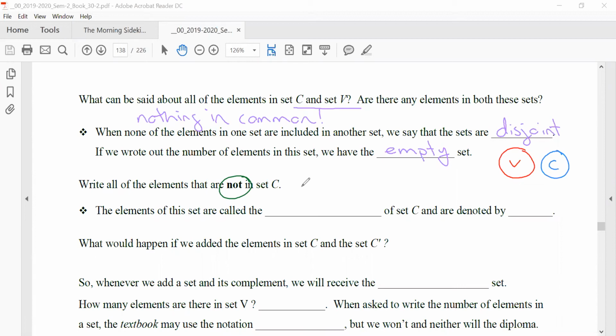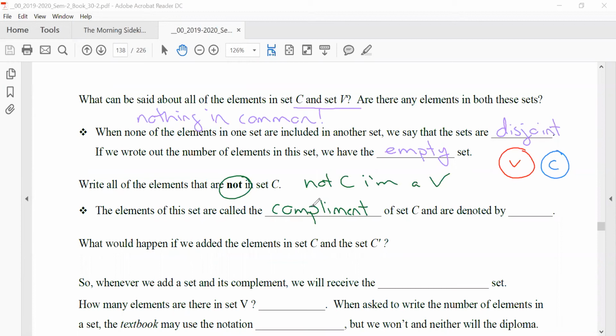I'm in V, right? Not C. If I'm not a consonant, I'm a vowel, yeah? The elements of this set are called the complement of set C. Now, not the complement like, geez, you smell pretty. The complement like what I don't want. What I don't want is what is in C. I don't want a consonant, I want a vowel.